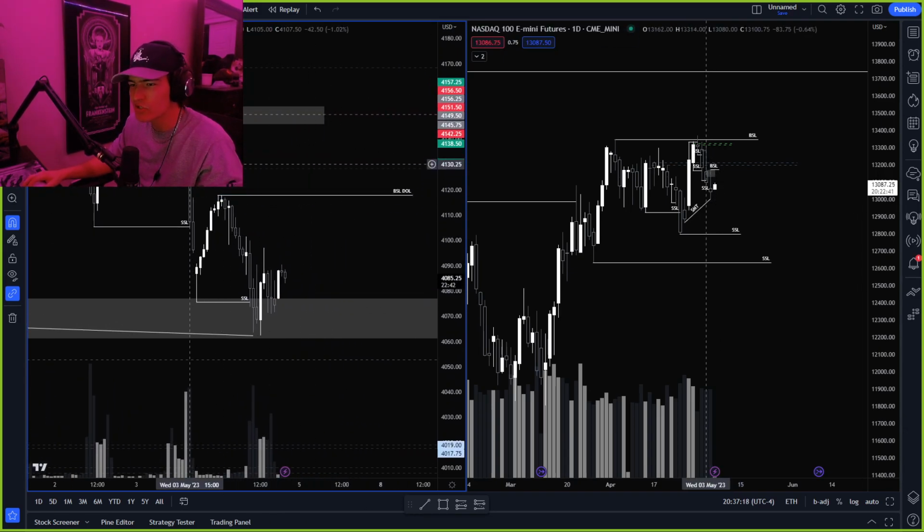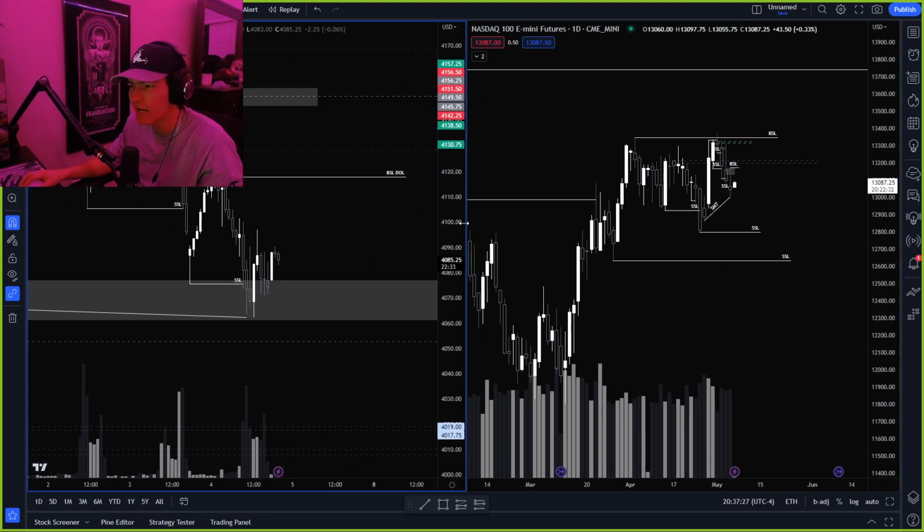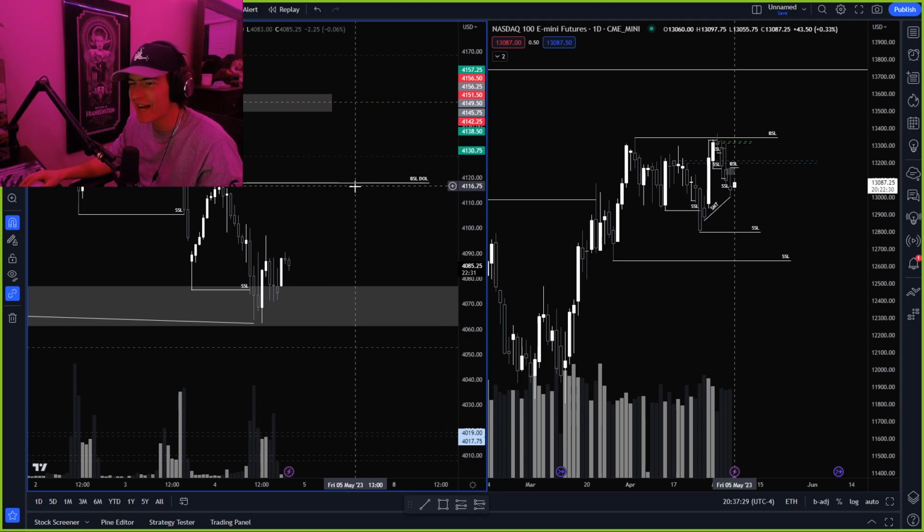So what I'm interested to see is if we can get some sort of setup going into this high here, because we're confident that the draw is going to be high now. And then once that high is swept, I would want to see if we get some sort of short setup back to the downside.